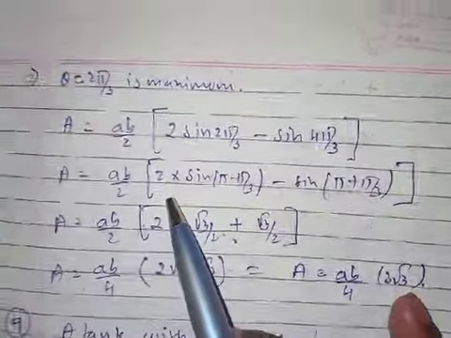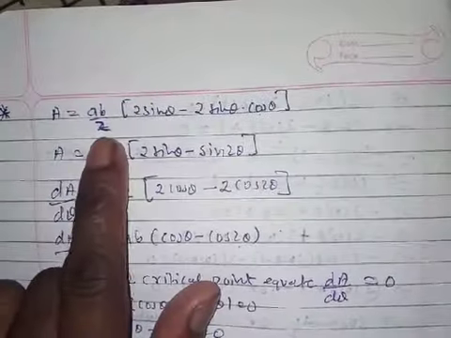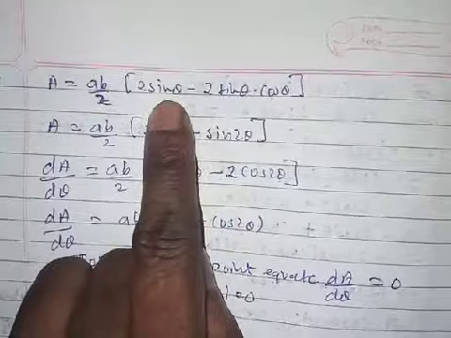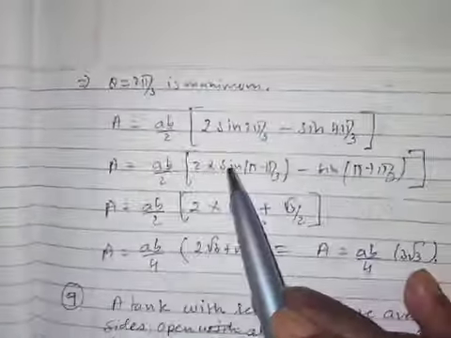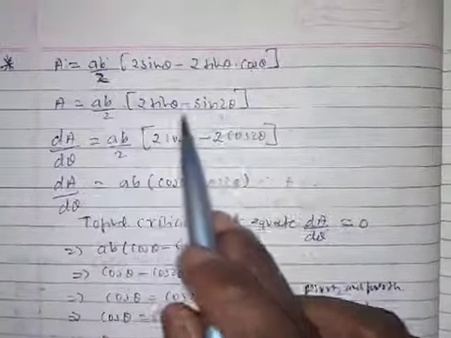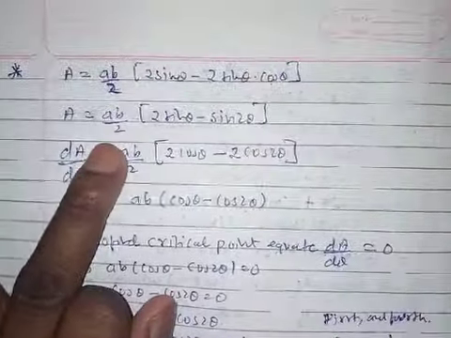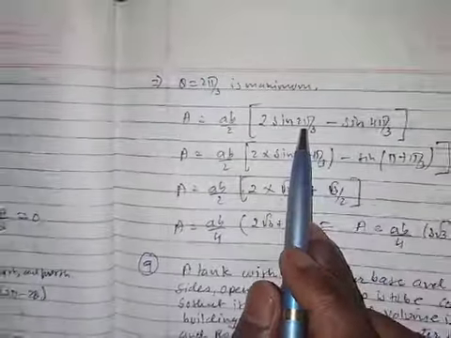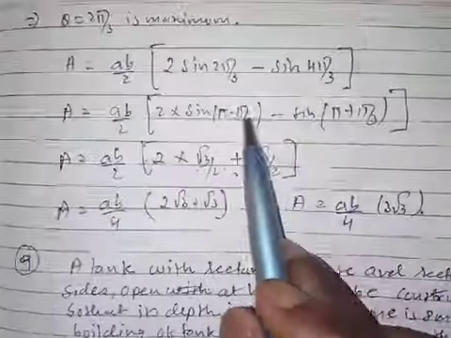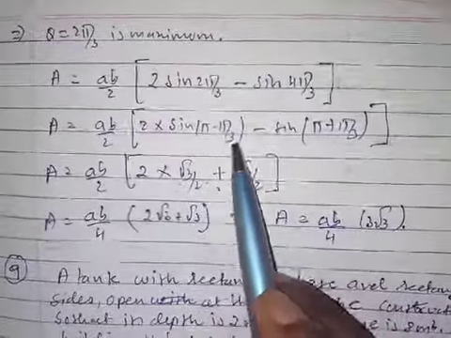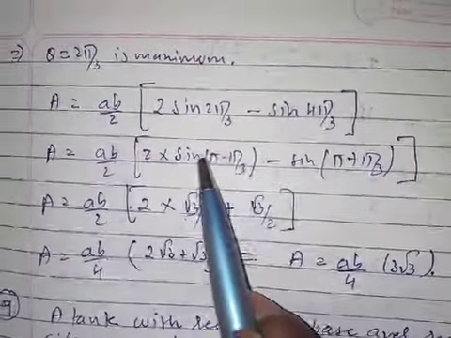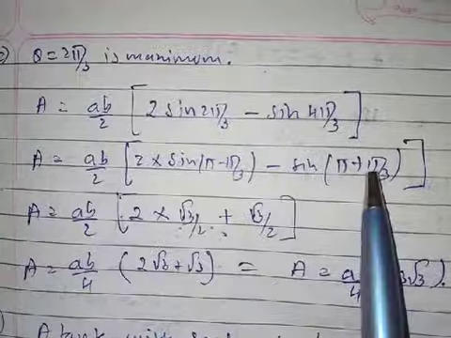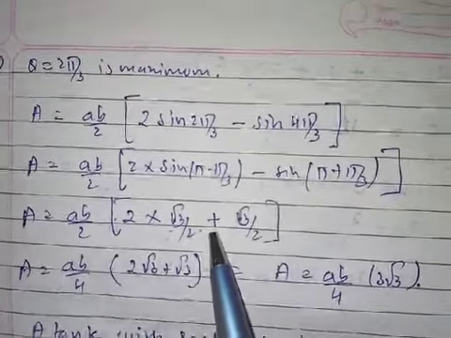First equation, let's go here. This was the area, no? A is equal to A by B, sine theta minus 2 sine theta into cos theta, or sine 2 theta also. Whatever form of A you get, write it here and substitute theta is equal to 2 pi by 3. So 2 pi by 3 means pi minus pi by 3, and 4 pi by 3 means pi plus pi by 3. If you substitute the values, this is a plus, this is a minus, and minus into minus will make it plus.